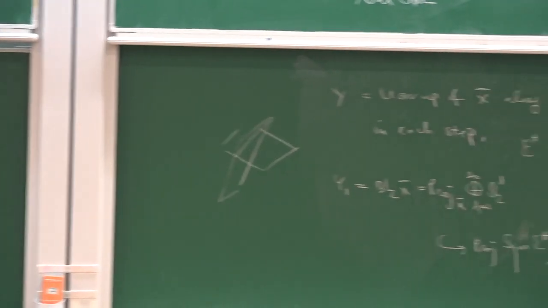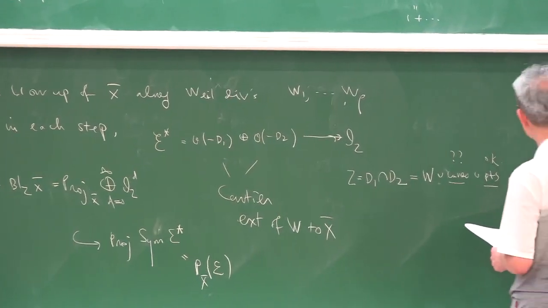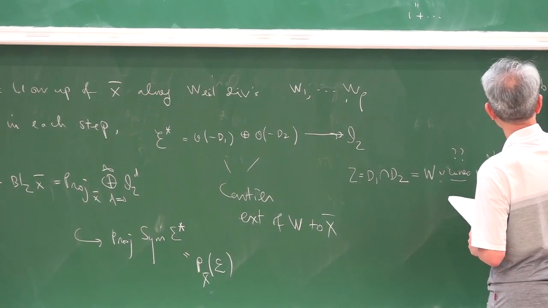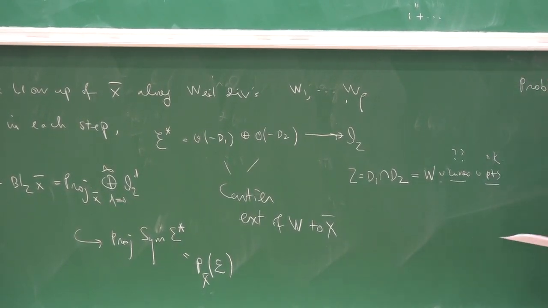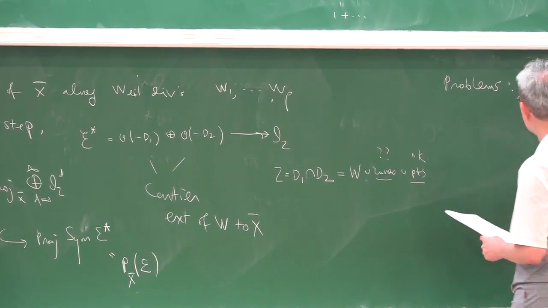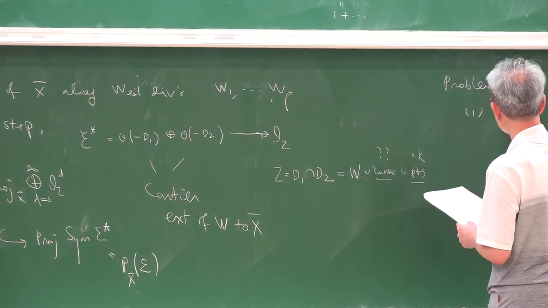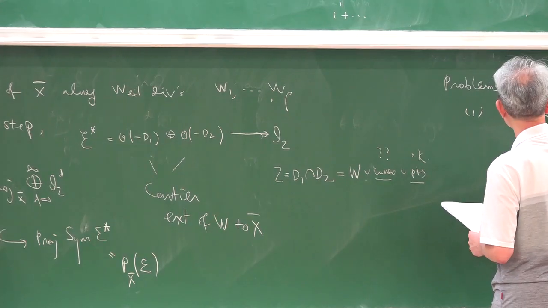And even worse, the really difficult problem is the following. The first one is, of course, the formal neighborhood on S bar is not blown up.